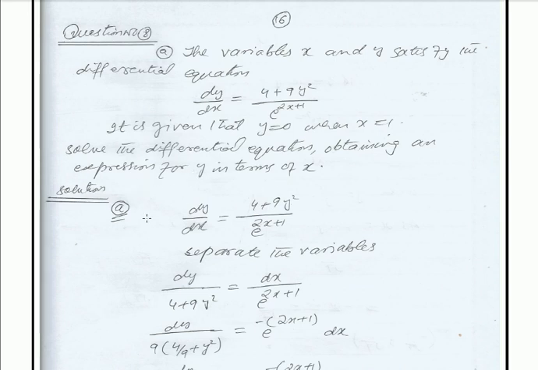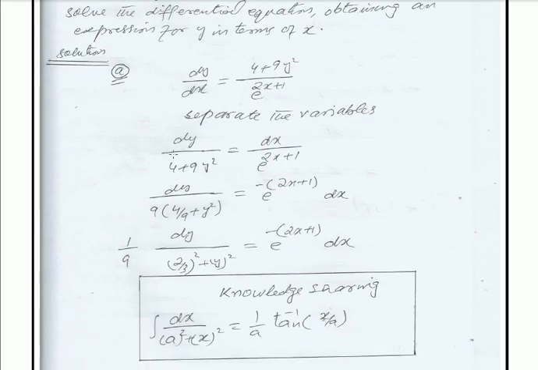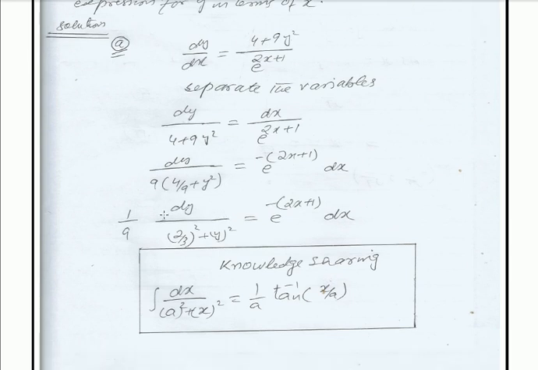So in part A, first of all, the given value is dy over dx equal to (4 plus 9y square) over e raised to the power 2x plus 1. Separate the variables, means separate the variables y and x. So dy over (4 plus 9y square) equal to dx over e raised to 2x plus 1. So by taking the common 9, we get 9 into (4 over 9 plus y square) equal to e raised to the power minus (2x plus 1).